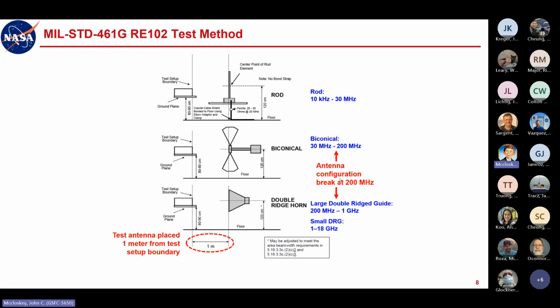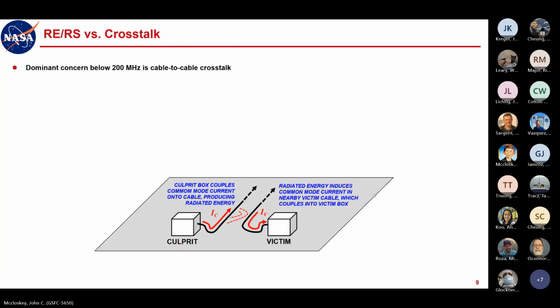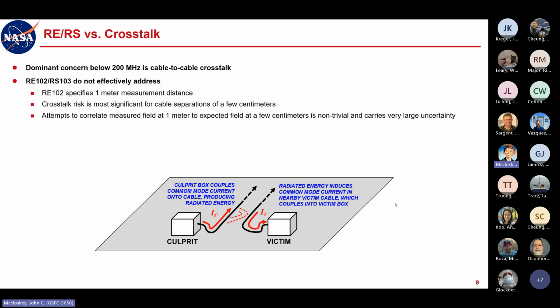But we have an antenna configuration break at 200 megahertz. We're using this biconical or bow tie antenna from 30 megahertz to 200 megahertz. Because we have an antenna configuration break at 200 megahertz, that lends itself nicely to, okay, we will just apply RE102 only above 200 megahertz by default. So again, the dominant concern below 200 megahertz is crosstalk.